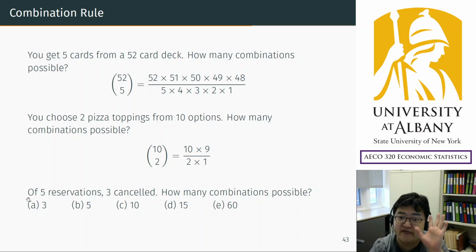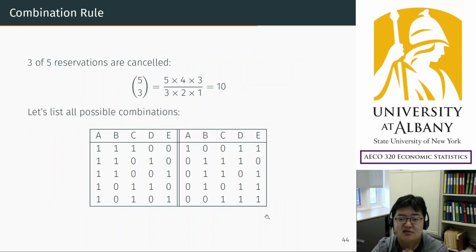So now think about 5 reservations. Out of 5 reservations, we are interested in the 3 cancellations case. How many combinations are possible? 3 cancellations out of 5. Okay, apply this rule, try by yourself. And the answer is like this. You multiply 5, 4, 3 in the numerator, and 3 to 1 in the denominator. 3 is cancelled out, and then the answer is 10.